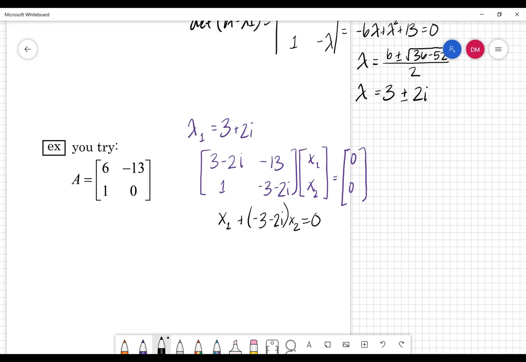Now, what I typically try to do here is make things easy on myself. A lot of times, like you saw in the last one, if I have negative 3 minus 2i, my complex value being multiplied by x2, I'll just make x2 equal to 1. Because if I do that, then in order to solve for x1, I just move everything to the other side. So x1 would be 3 plus 2i, just to make it easy peasy for myself. So that eigenvector would look like this.